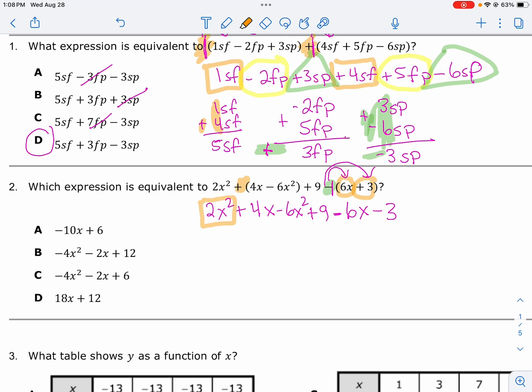So I have some x squareds, and I have negative 6 more of those. I'm going to write them up and down so that it's really easy for me to see the numbers I need to type into my calculator. Remember, we're always adding our like terms. So I'm going to add a 2 plus -6, and I'll get -4x squared.